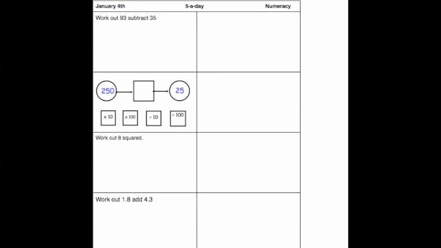Okay, so here's the January the 4th 5-a-day solutions for numeracy. The first question says to work out 93 subtract 35. So here we've got 93 and we're going to subtract 35. So line them up in columns like so, and let's do the subtraction.